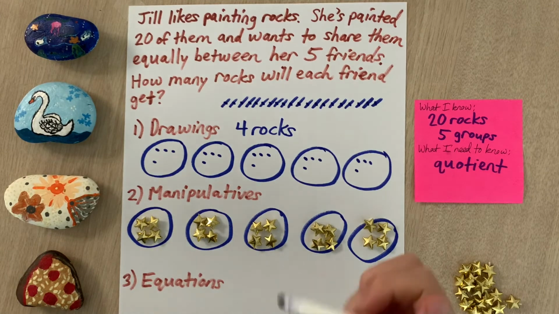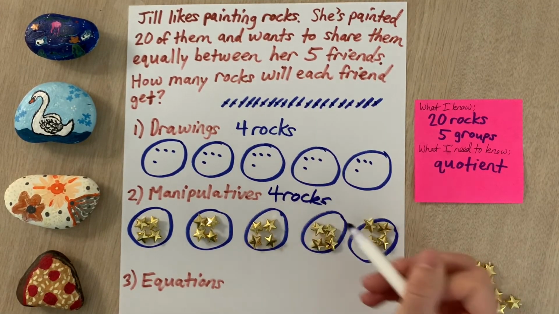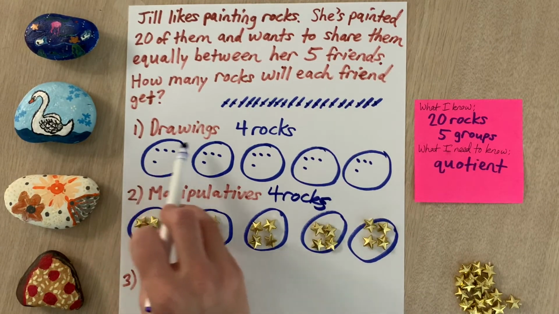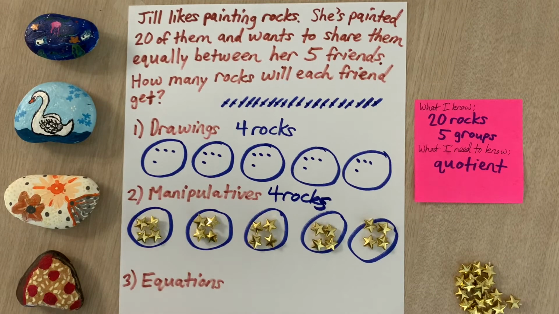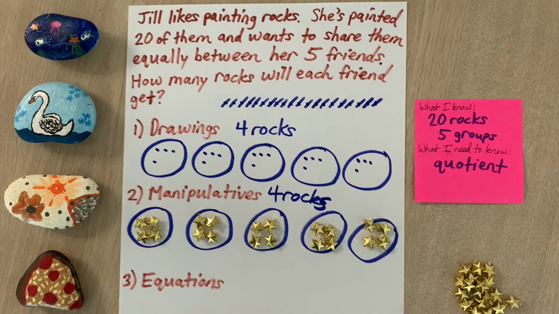Exactly. Each friend will be getting 4 rocks. So you can see that we found the same answer whether we used our manipulative strategy or our drawings strategy using dots. We still got that same answer of 4 rocks per friend. Each friend gets 4 rocks.